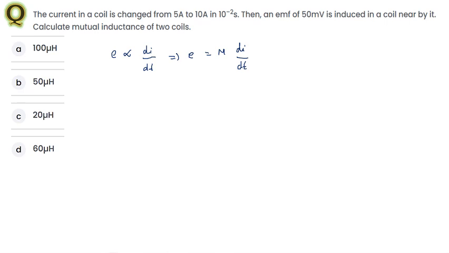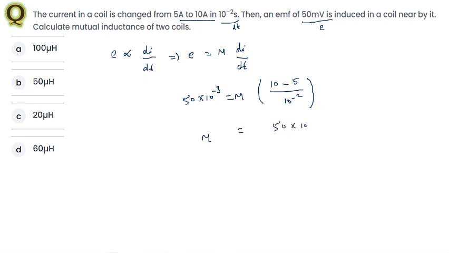What they are asking is the mutual inductance. The E value they have given is 50 millivolt, the changing time is given, and the changing current we are going to find out. E value here is 50 into millivolt, which means 10 power minus 3 volt, and M we are going to find out. Di, the changing current, is final minus initial. Final is 10 ampere and initial is 5 ampere, and the time is 10 power minus 2. From this, M is equal to 50 into 10 power minus 3 into 10 power minus 2, whole divided by 10 minus 5, which is 5 ampere.